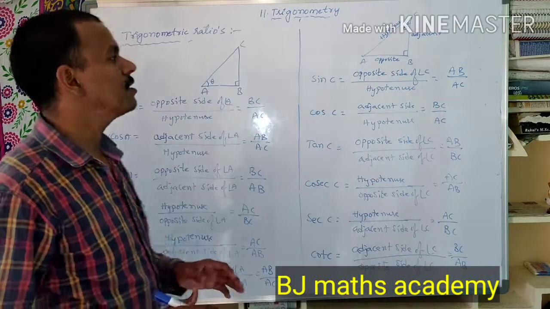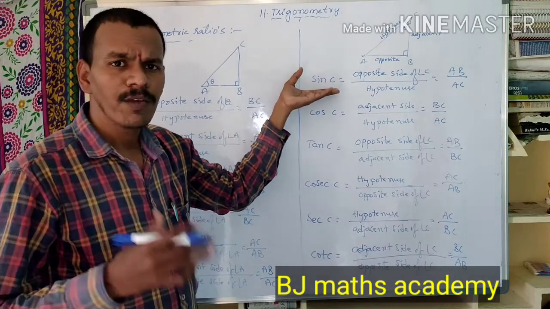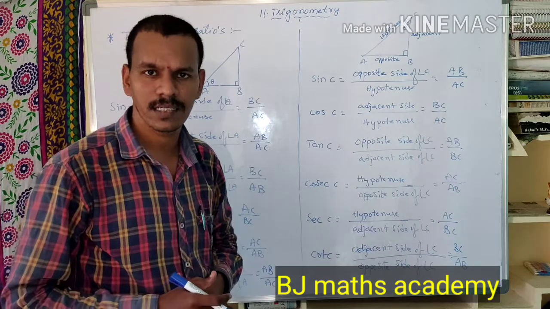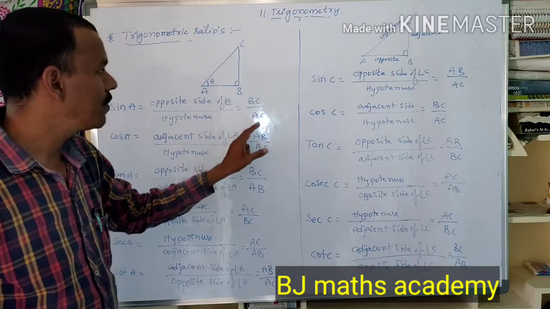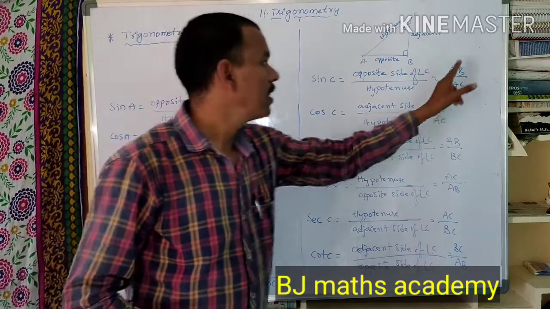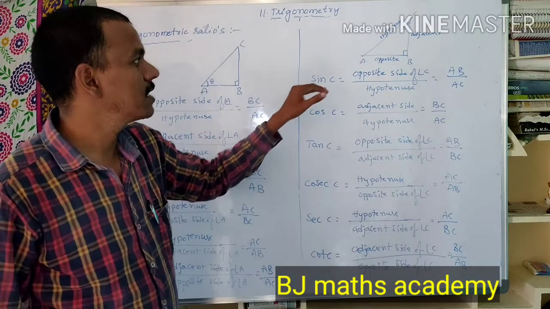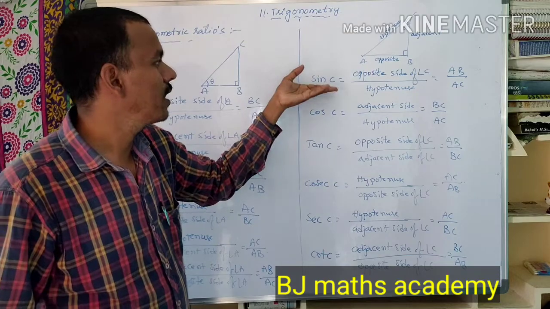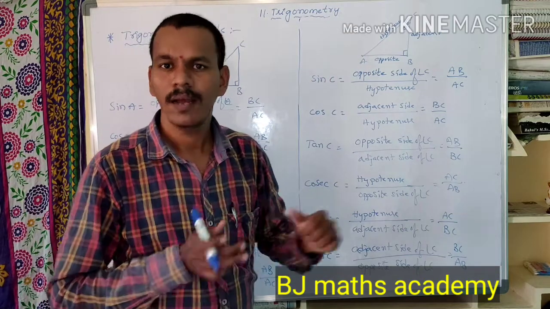So this is the difference between sin A and sin C. When the acute angle changes, the sides also change. If we compare, sin A is equal to BC by AC, but here we get AB by AC. Both are different. That's why, when we take the angles, we have to check the acute angle, whether it is angle A or angle C.